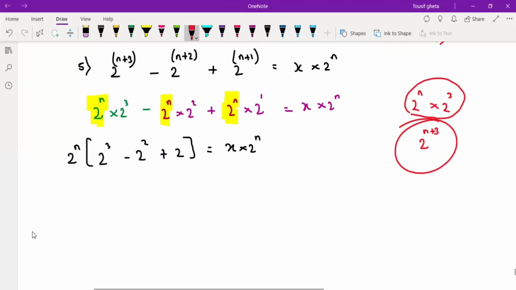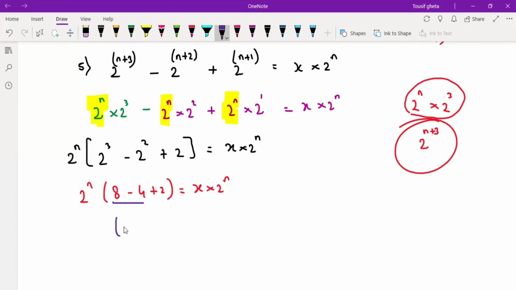Okay. So now we're going to cross multiply this. For now, we're going to keep it as it is, that is 2 to the power of n. In the bracket, we're going to solve: 2 cube will give the value as 8 minus 2 square will give the value as 4 plus 2 is equal to x into 2 to the power of n. Now we're going to cross multiply. So 8 minus 4 will give the value as 4. Okay, remaining is plus 2.